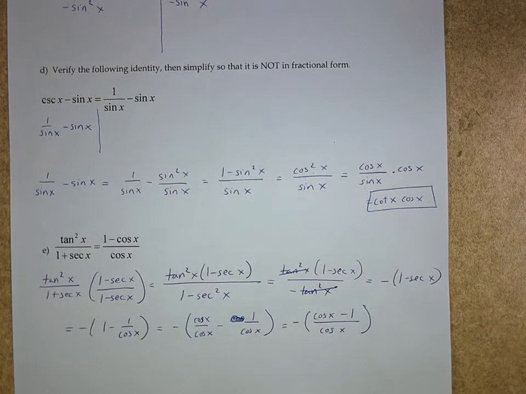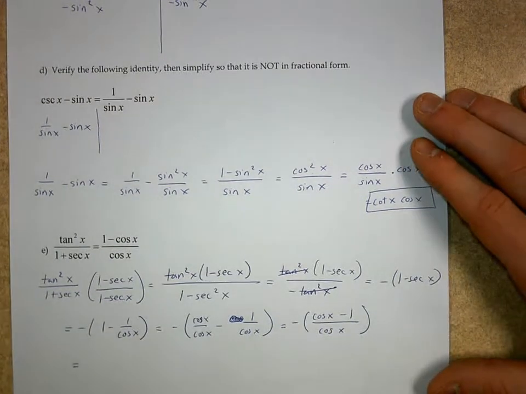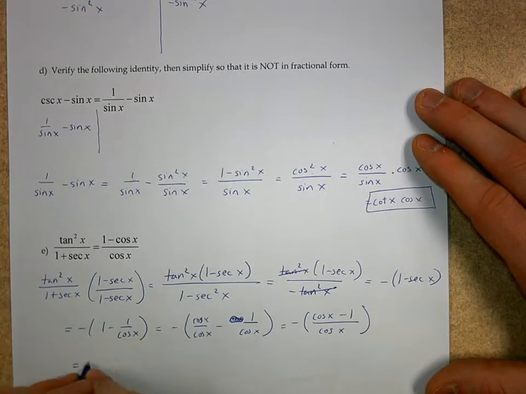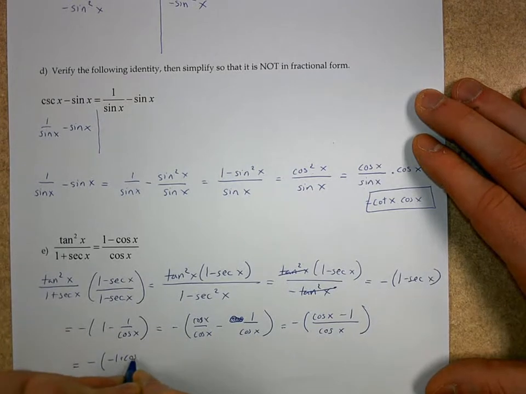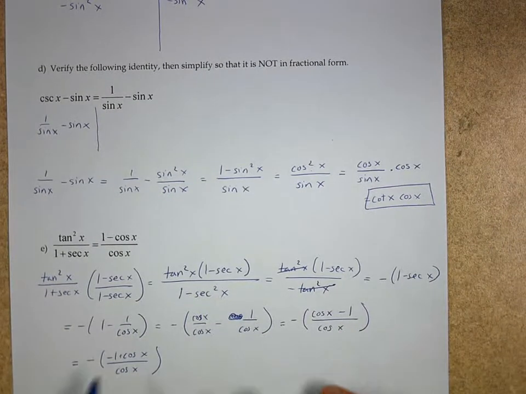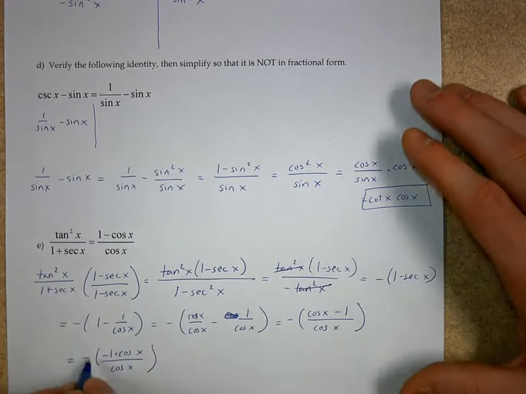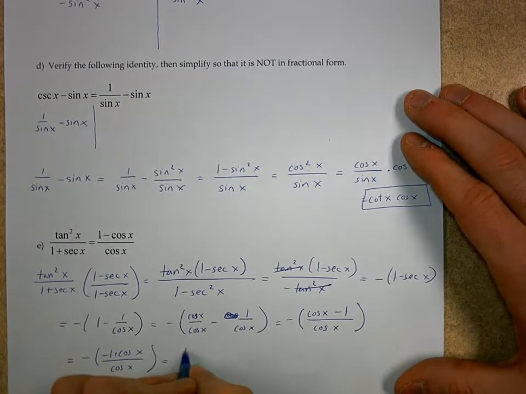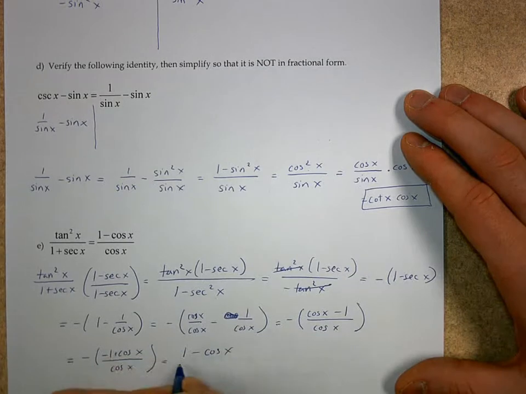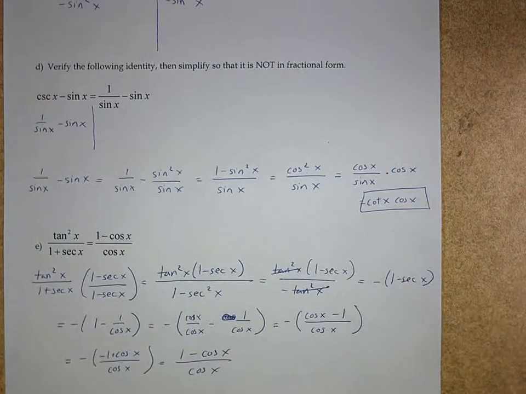Very close to what we need up here. So we'll continue to manipulate. So all I did right there is I switched the order of my cosine and 1, so negative 1 plus the cosine of x. And the final thing now is if I distribute this negative in, I'll have 1 minus the cosine of x over the cosine of x, which is what I was looking for.